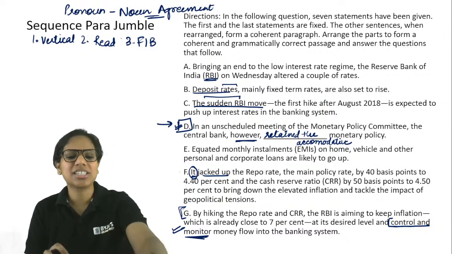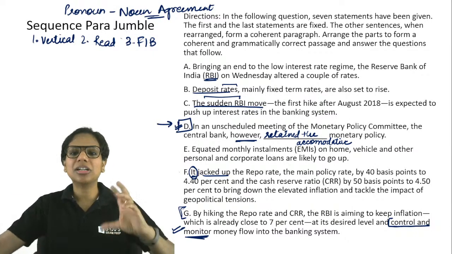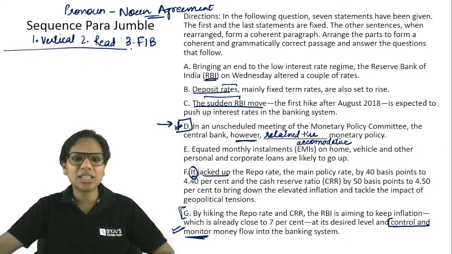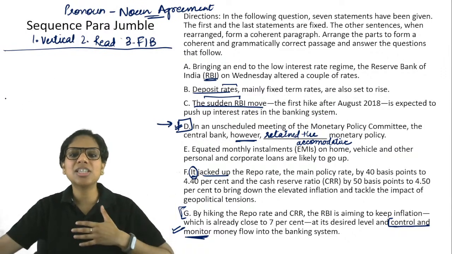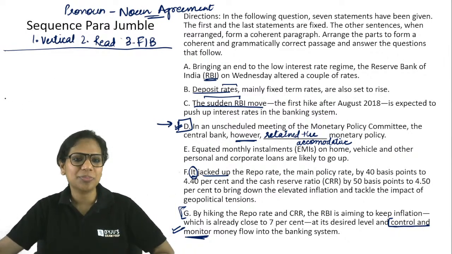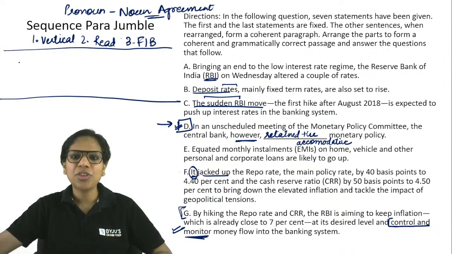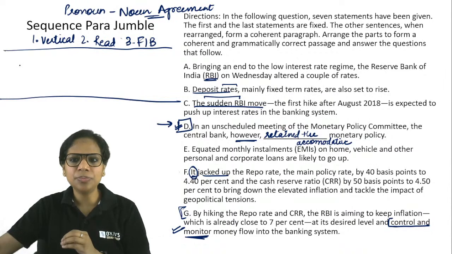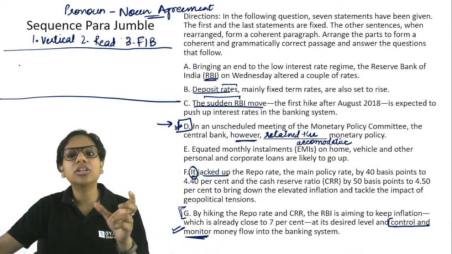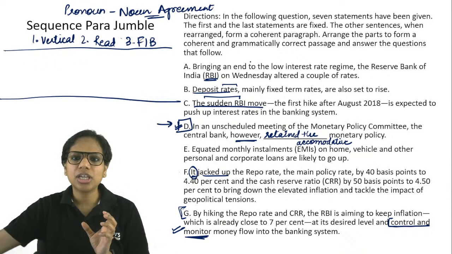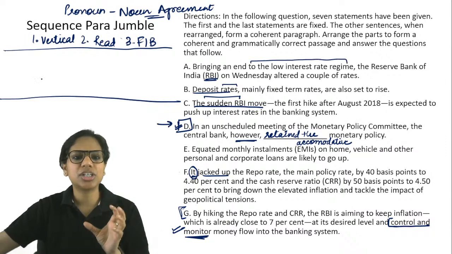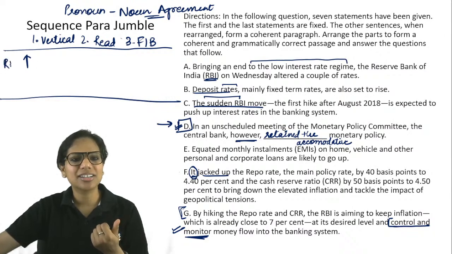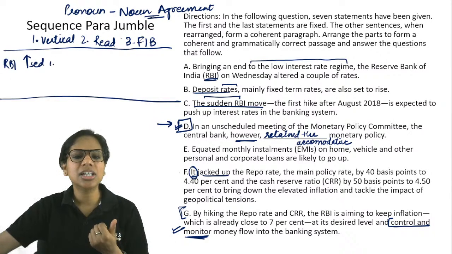Okay, what is that? See, so here some understanding of economics and finance is required, okay? And that is why I said that reading it makes us realize whether I'm comfortable with the topic or not. So let's have a look. Bringing an end to the low interest rate regime, the RBI on Wednesday altered a couple of rates. So if I'm bringing an end to the low interest rate regime, that means I have probably increased the interest rate. So RBI has increased the interest rates.